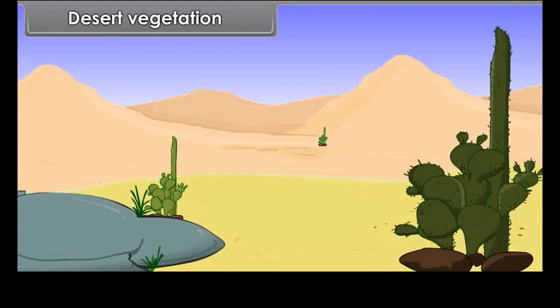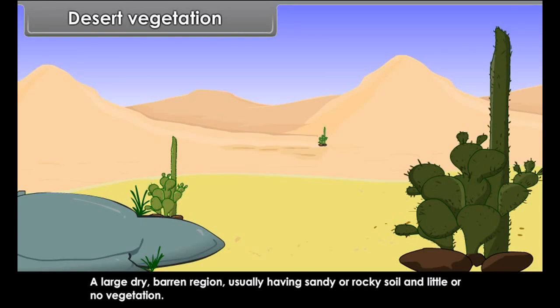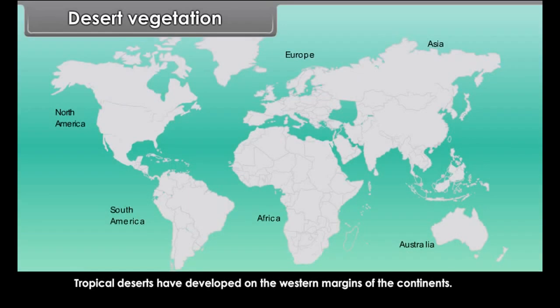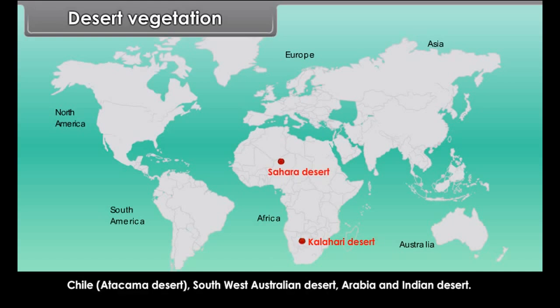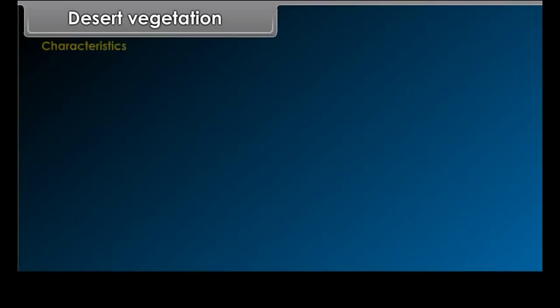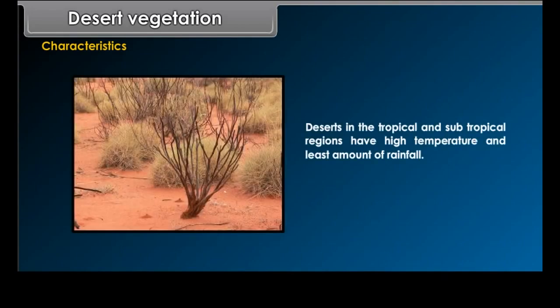Desert vegetation. A large, dry, barren region, usually having sandy or rocky soil and little or no vegetation. Tropical deserts have developed on the western margins of the continents. They are found in North Africa, Sahara Desert, South Africa, Kalahari Desert, Chile, Atacama Desert, Southwest Australian Desert, Arabia and Indian Desert. Characteristics. Deserts in the tropical and subtropical regions have high temperature and least amount of rainfall.